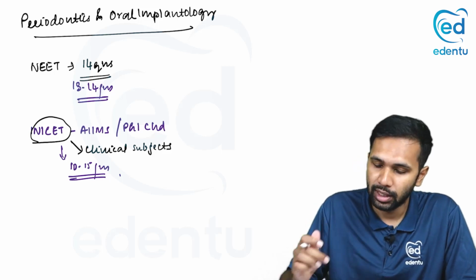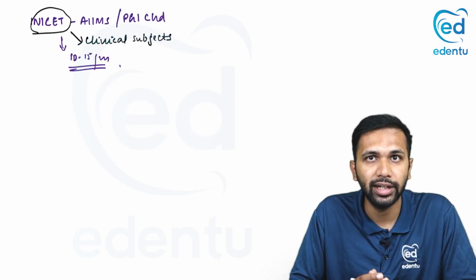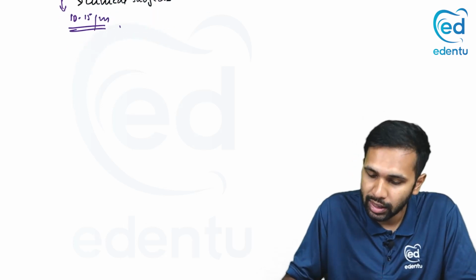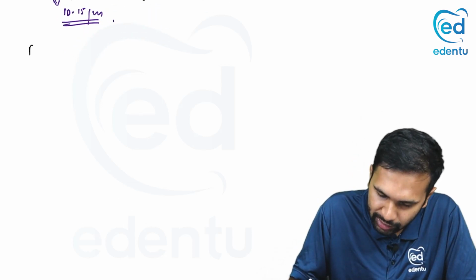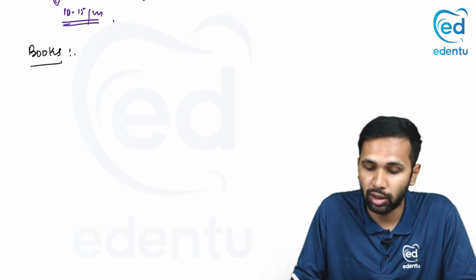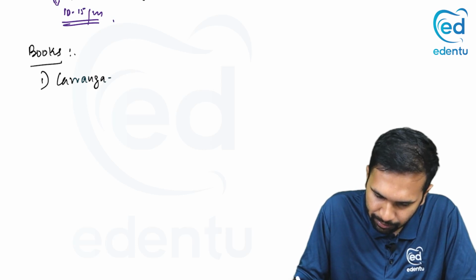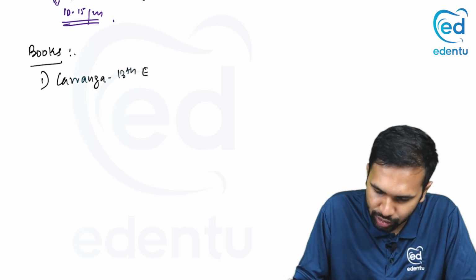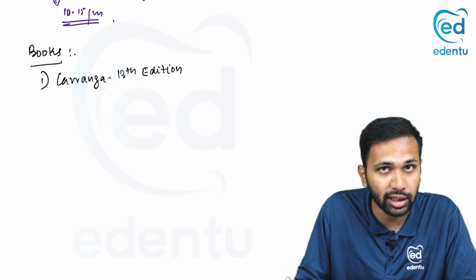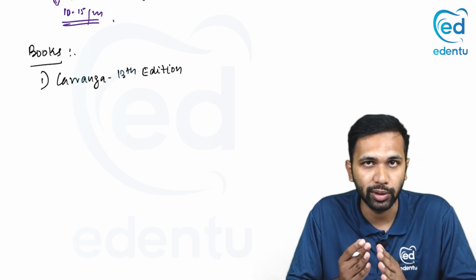All right. Now, how do we start learning the subject, right? How to start, which are the books? If I have to talk about the books that you have to refer, the most important book that all of you would have studied will be your Carranza, and that should be your most recent, that is the 13th edition. The 13th edition Carranza should be your bible when you're studying perio.